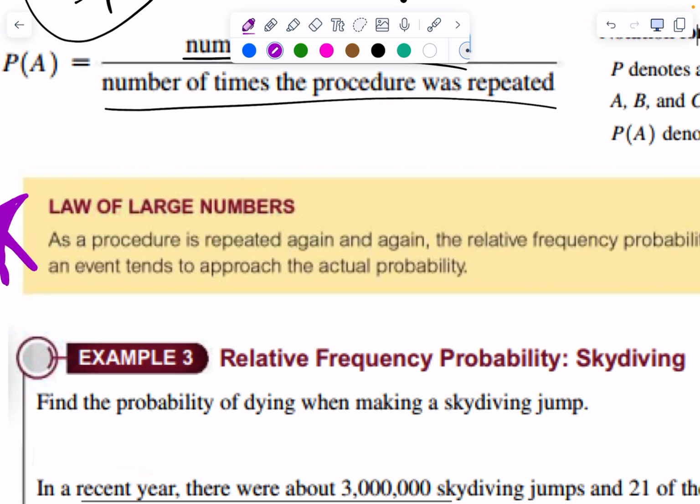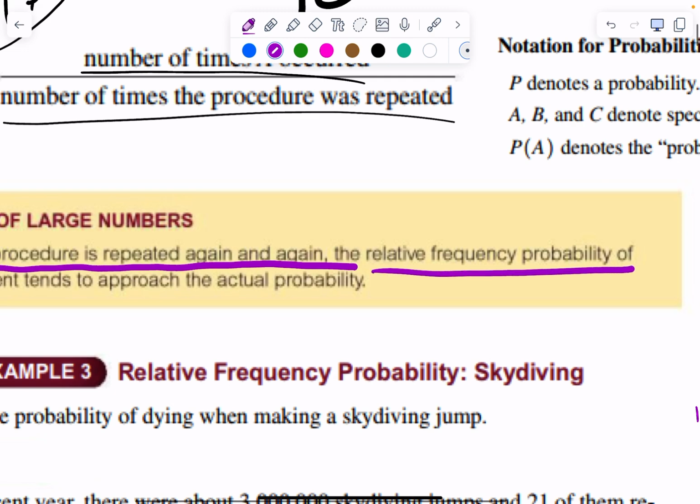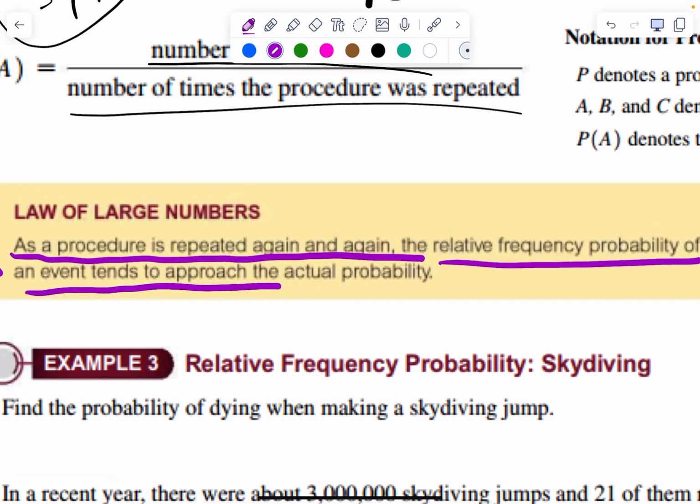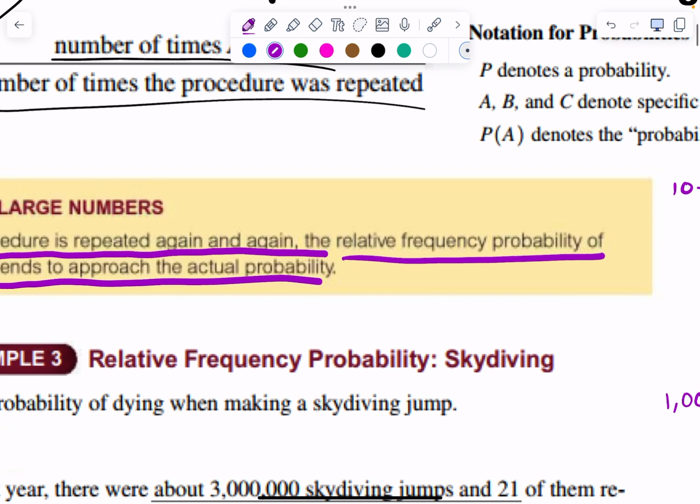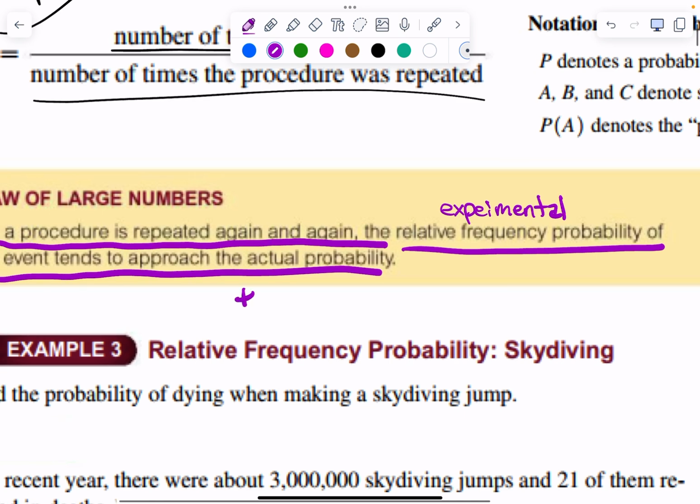Okay. So as a procedure is repeated again and again, the relative frequency of the probability tends to approach the actual probability. So the experimental probability approaches the theoretical probability, okay? That experimental probability will approach the theoretical probability. Got it? Do we see how this works?